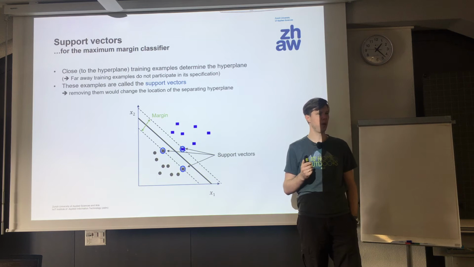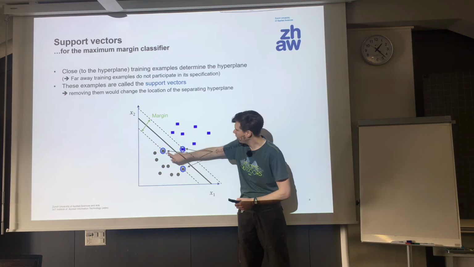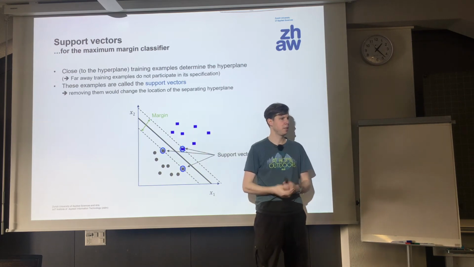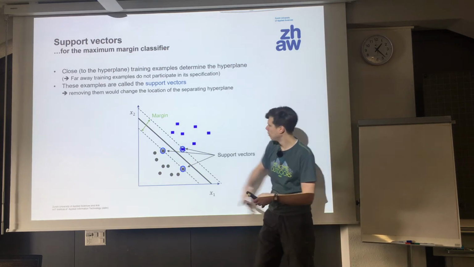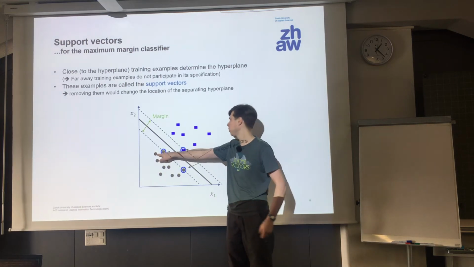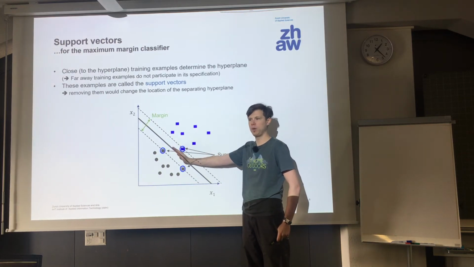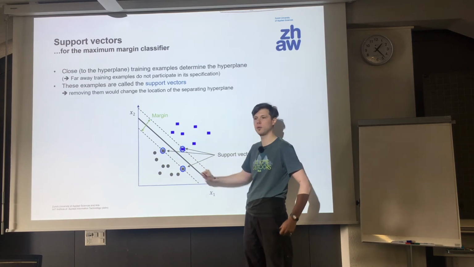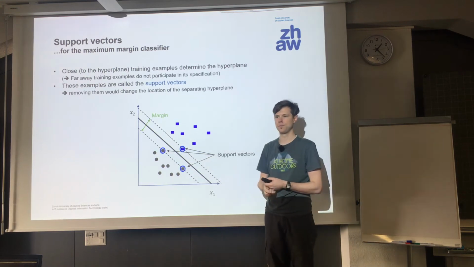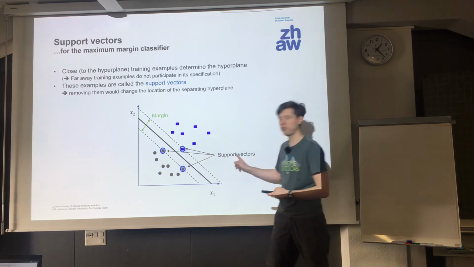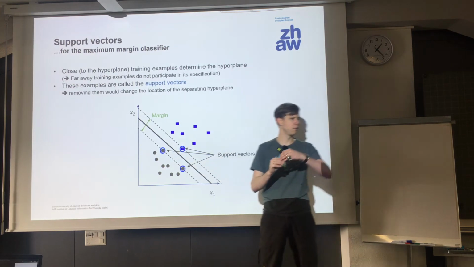This observation gives rise to the term support vectors. Actually, those instances from the training data set that are closest to the margin, only those define the margin. This point has no influence on the margin whatsoever. This point has no influence on the exact angle of the hyperplane whatsoever. The only points that have an influence are those that lie directly on the margin. And those points are called the support vectors. Why? Because they support the exact position of the hyperplane.